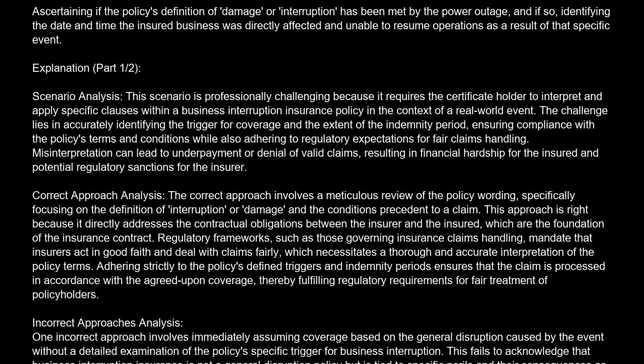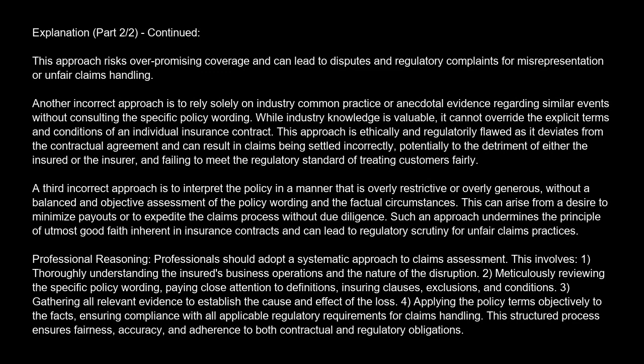Incorrect approaches analysis. One incorrect approach involves immediately assuming coverage based on the general disruption caused by the event, without a detailed examination of the policy's specific trigger for business interruption. This fails to acknowledge that business interruption insurance is not a general disruption policy, but is tied to specific perils and their consequences as defined in the contract. This approach risks overpromising coverage and can lead to disputes and regulatory complaints for misrepresentation or unfair claims handling.